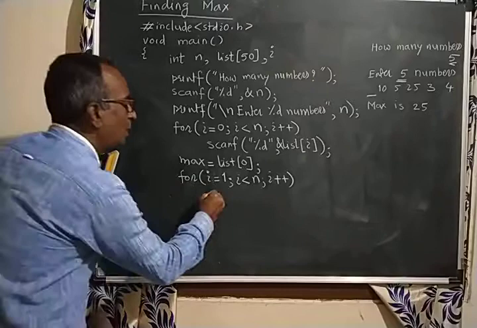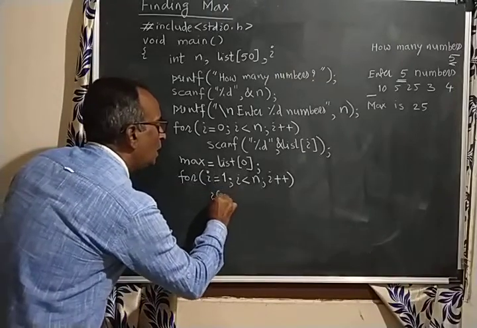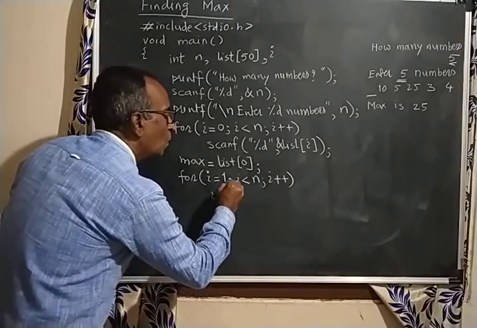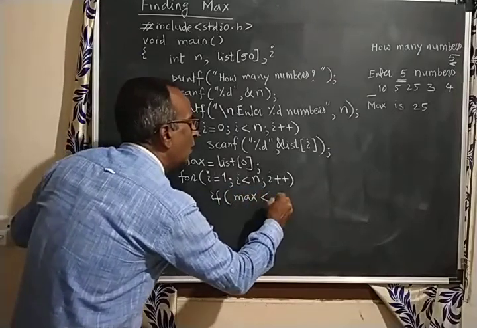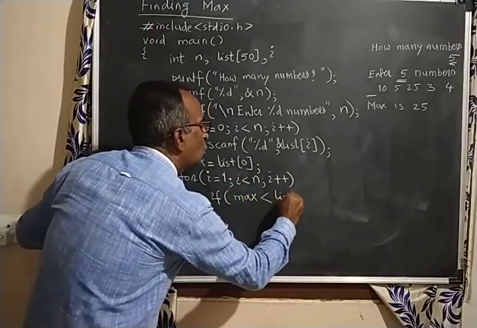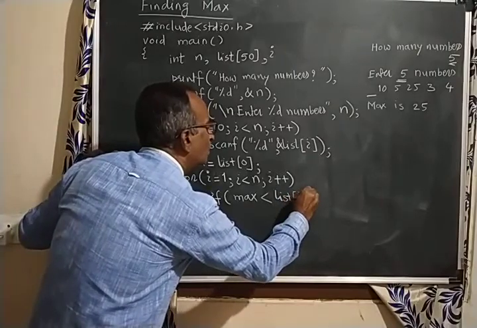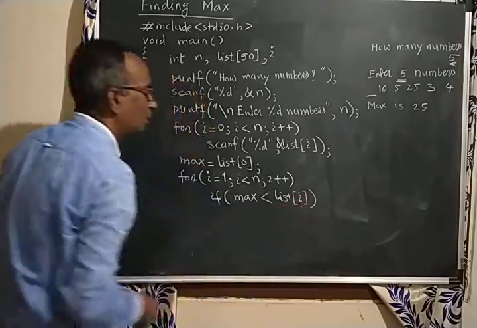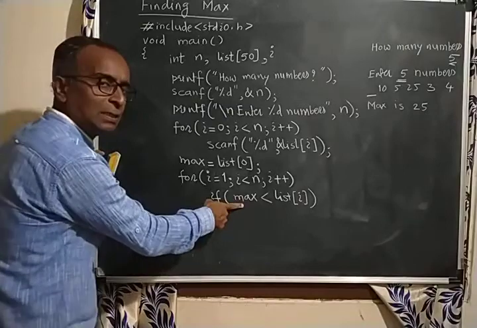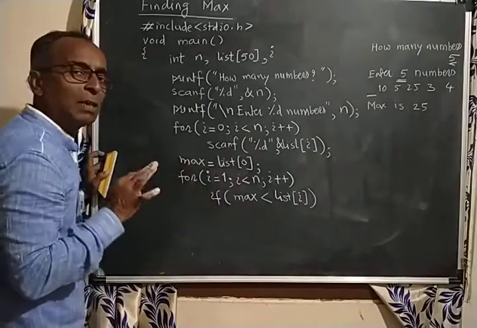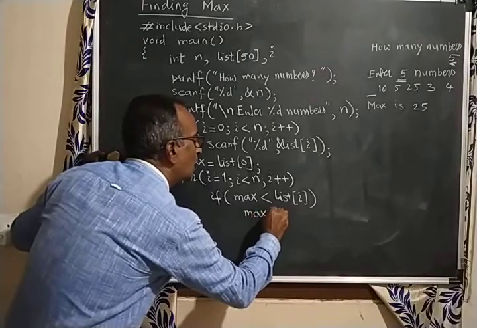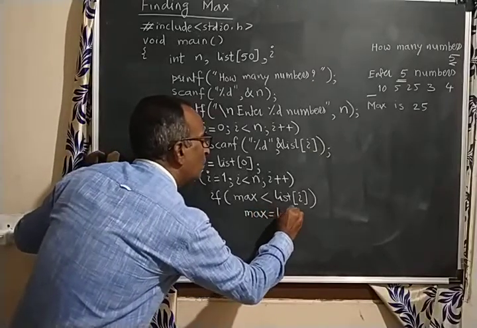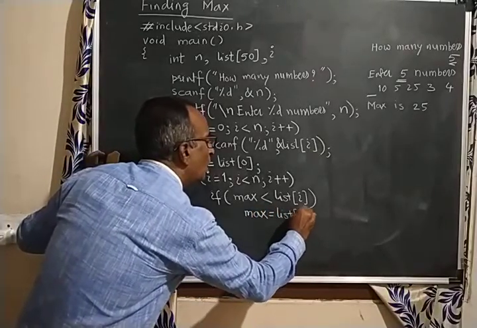What exactly we are doing in this? If max is less than least of I value. When this is the condition, then only change max, otherwise don't change. That we want to say max is given least of I value.